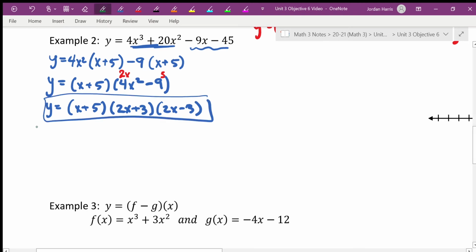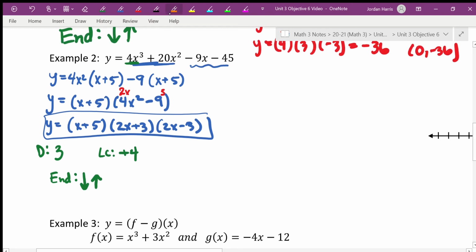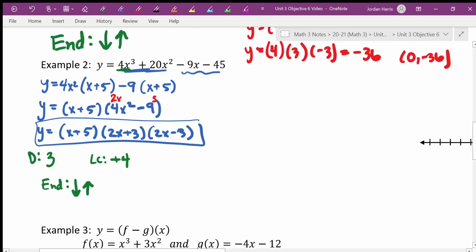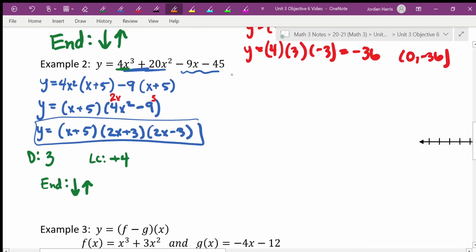Look at our degree and our lead coefficient, which gives us our end behavior. Degree, going back to my original, standard form, that's what I like to look at. The exponent is 3. Lead coefficient is positive 4. It does end up down up again. You need to know how to pick that out using your degree and lead coefficient with that chart.